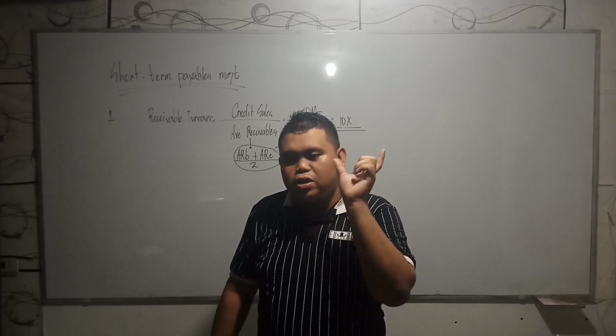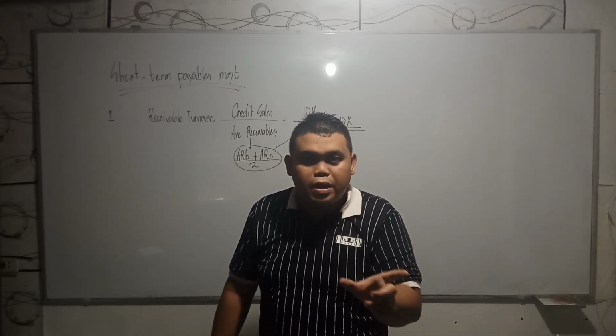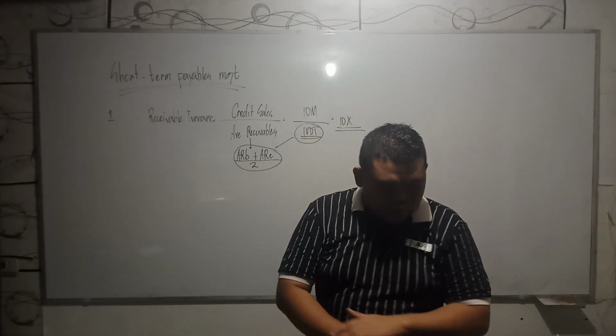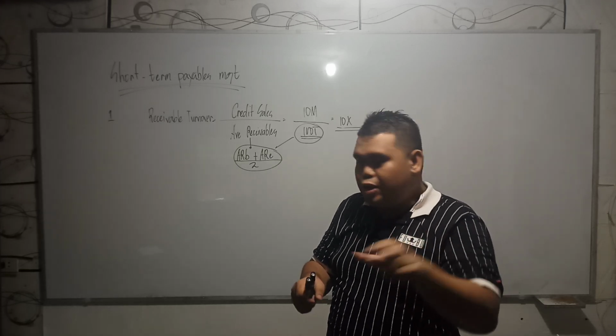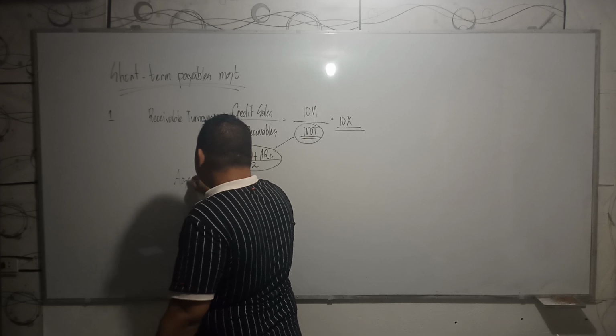So how many times it will happen in a year or in an operation of your company is what we call receivable turnover. Okay? Since you already understood that, let's talk about age of receivables.